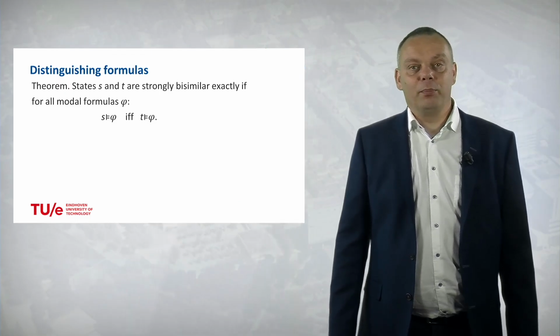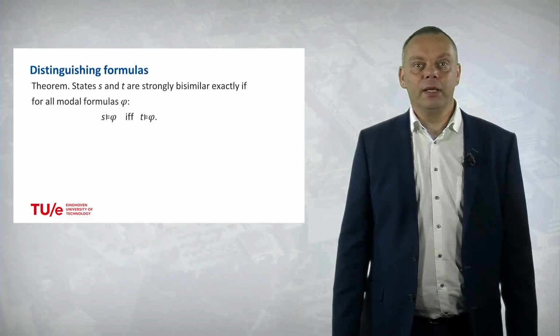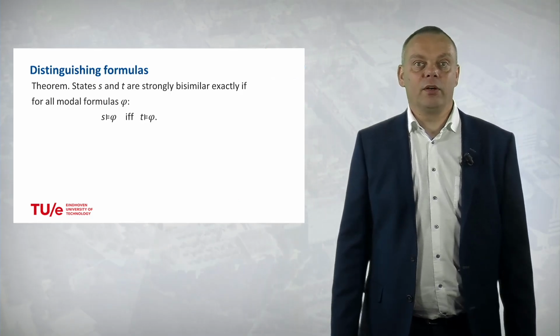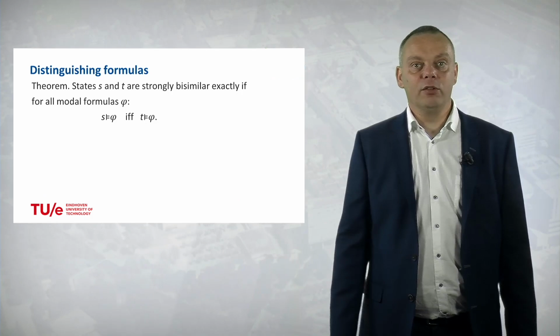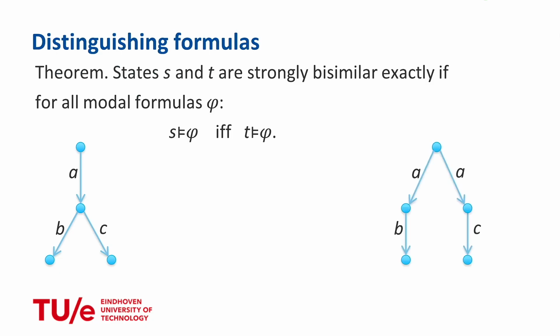There's another, in my opinion, even more spectacular use of this theorem. Namely, if we have two transition systems that are not bisimilar, and let's take two that we already know, for instance this one and this one, then we know that there must be a formula that is valid for one transition system but not valid for the other. And such a formula is called a distinguishing formula.